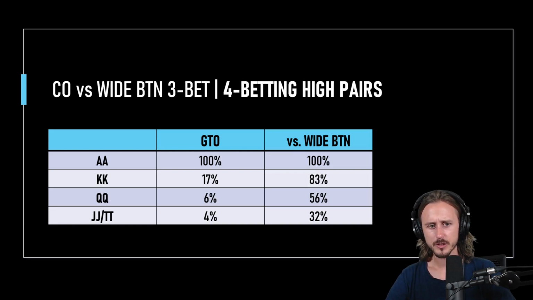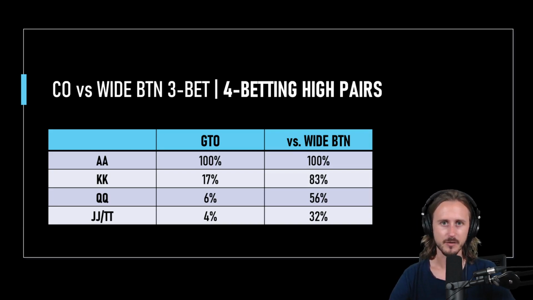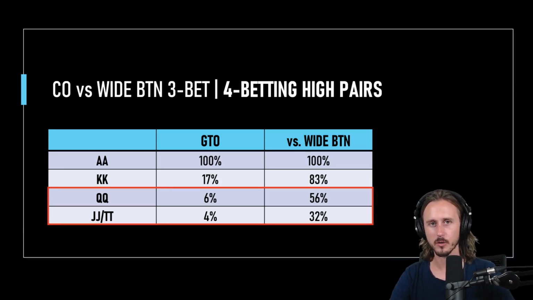Now, the first two categories, aces and kings, are very obvious, and you can simplify it to either always 4-betting them or just calling a couple of the weakest kings and you'll be fine. But it's more interesting to look at those bottom two categories, the queens, the jacks, and the 10s, because the differences are massive there, and we're playing a lot of these hands still.